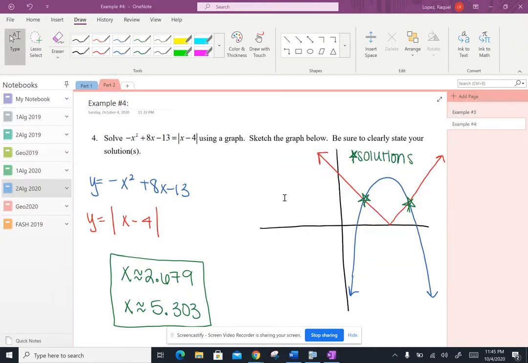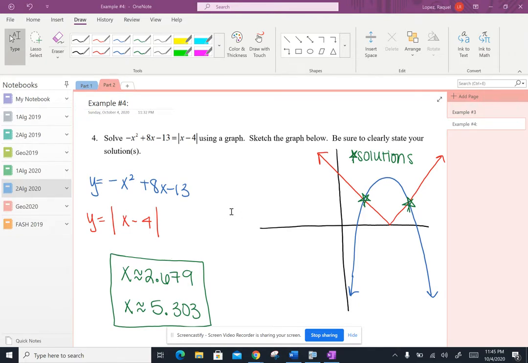All right, guys. So here's the solution to number 4. I've gone ahead and already drawn out the sketch. I've starred my solutions right here, and here are the approximated x values that I got. And then these are the two equations that I typed into my graphing calculator. So if this is what you got for number 4, then you are good to go, and you can go ahead and get started on your homework.